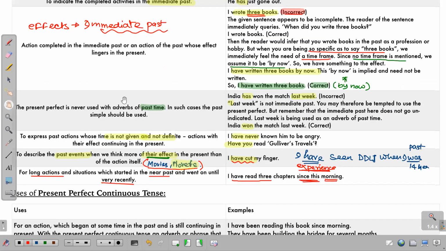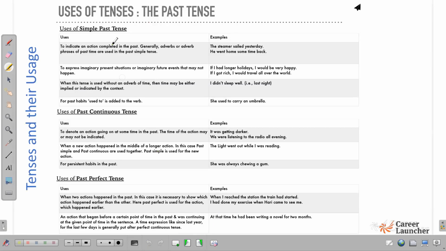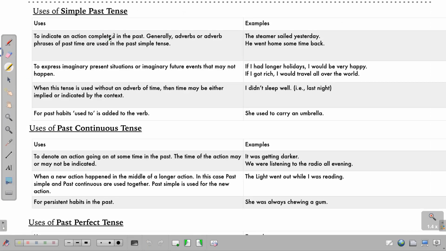Okay, then present perfect continuous is simple enough, for an action which began sometime and then is still continuing. I have been reading this book since morning. Okay, and they have been building the bridge for several months. So this is a clean tense, it will not be confusing you. Simple past is also a very simple one when actions are completed in the past, and generally adverbs are mentioned. The steamer sailed yesterday, we went home some time back.